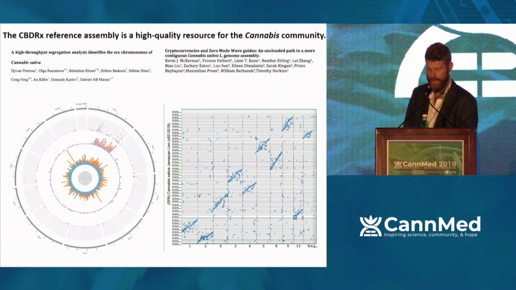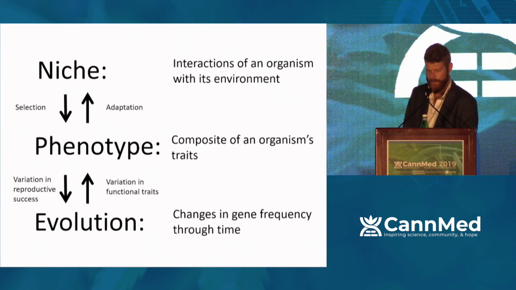These diagonal lines indicate a high level of agreement and validate the structure of both. So now I'm going to switch gears a little bit and put on my evolutionary biologist hat. I'd like to review some key concepts that will be helpful for the rest of my talk.